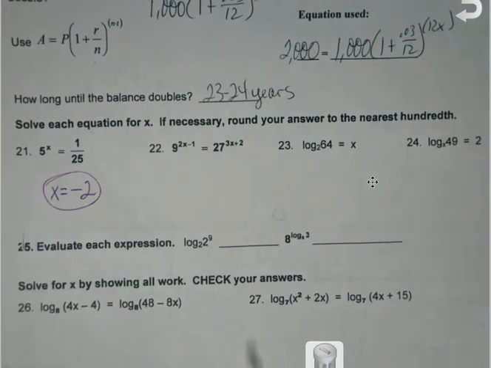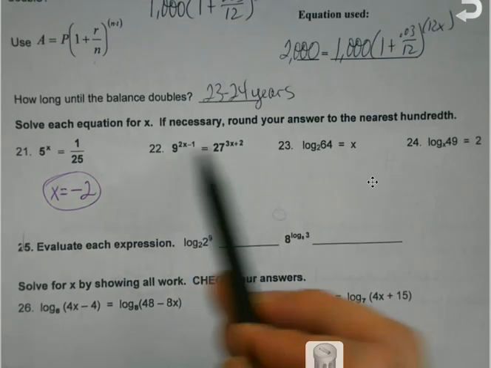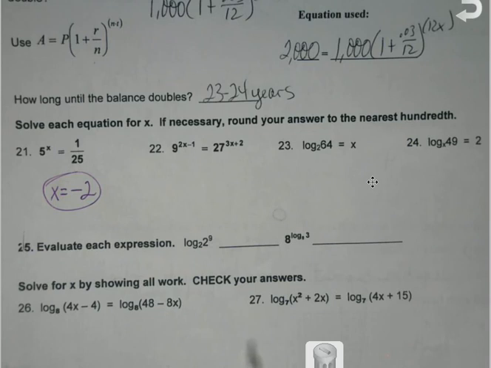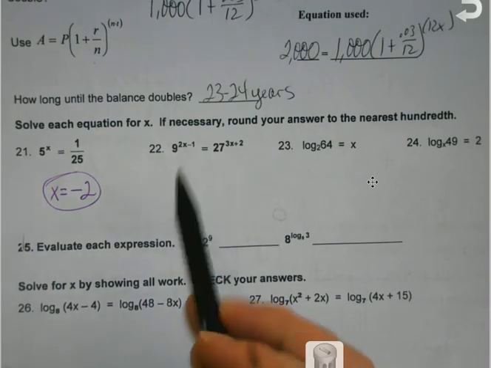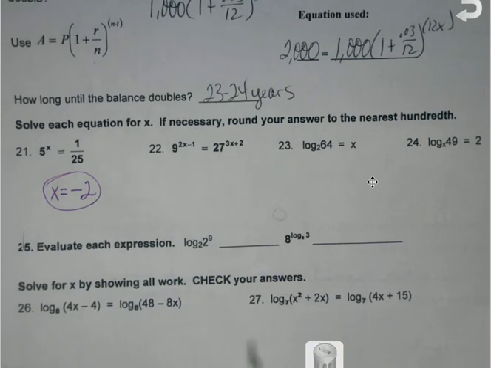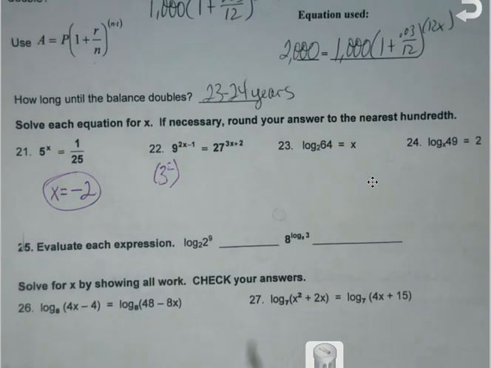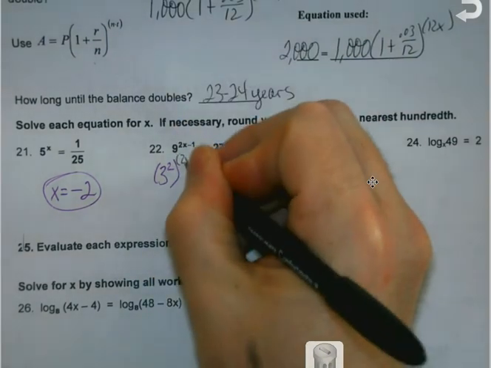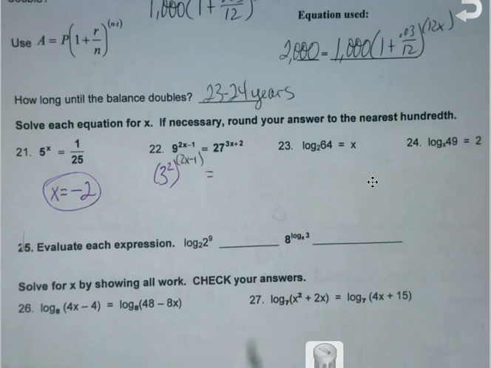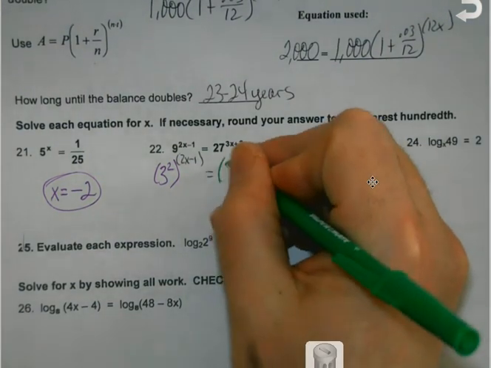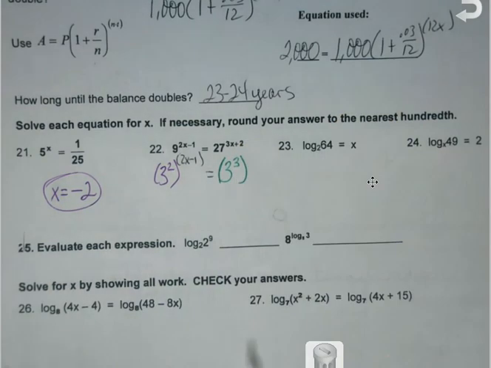Now, is it always going to be that easy? No. I get to 22. I'm like, oh, bases are different again. Do I have to do that big, huge, crazy log thing? No, you could, but here's a simpler way. Can I change these both into something where I have the same base? Well, let's see. 9 is actually 3 squared. Okay. Can I turn 27 into something with 3 as a base? I sure can. 3 cubed.